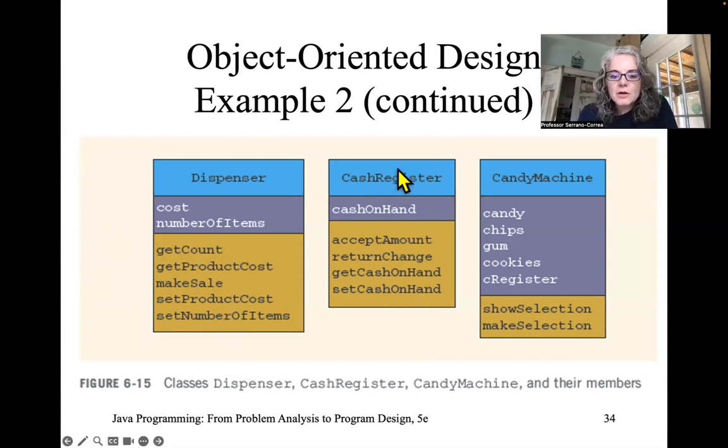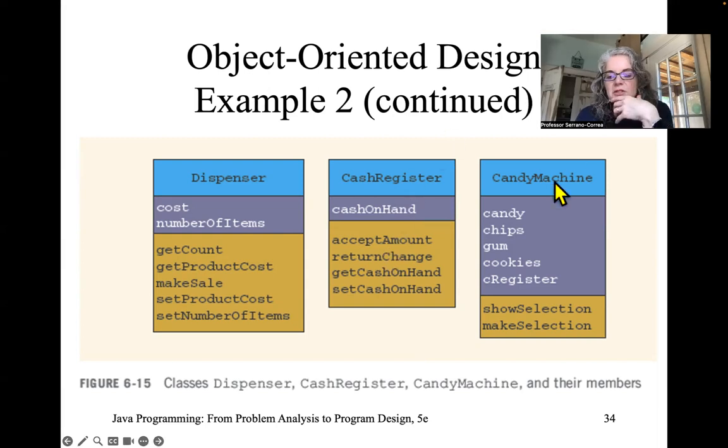The cash register class will only get instantiated one time because all it's going to have is a certain cash on hand. So I've got to have change to be able to give the person change if they give me more than it's worth. So the cash register class would accept an amount. It would return change. It would get cash on hand and set the cash on hand. So again, cash register would only create one object of this.